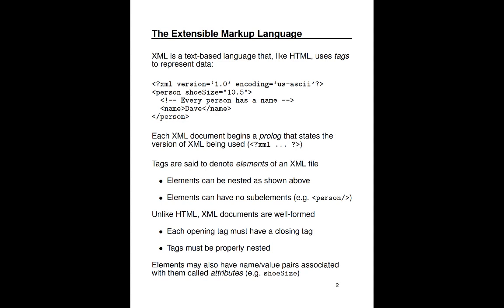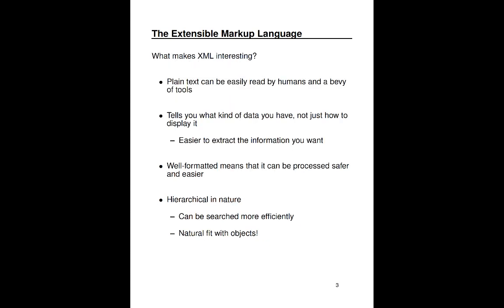So just to reiterate, XML data consists of elements, like person, and attributes, like shoe size. Attributes are simply name-value pairs associated with elements. Now, why is XML interesting? Why would you want to use it? Well, XML is plain text, not a binary-based data format, which means it can be pretty easily read by humans, and also by a number of different tools. Unlike HTML or other markup languages, XML tells you what kind of data you have, not just how to display it. So when you're working with XML data, it's easier to extract the information that you want. Things are in a well-known location, and you can have an idea of what to expect from your data.